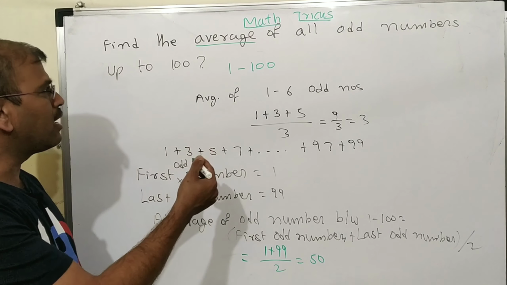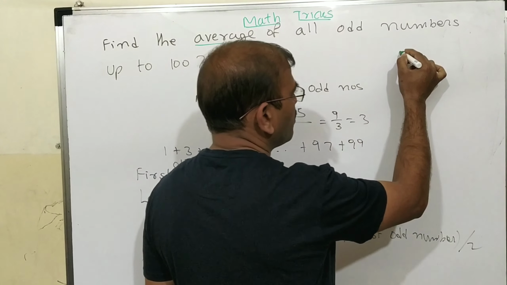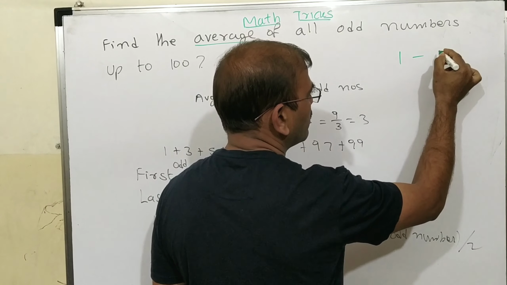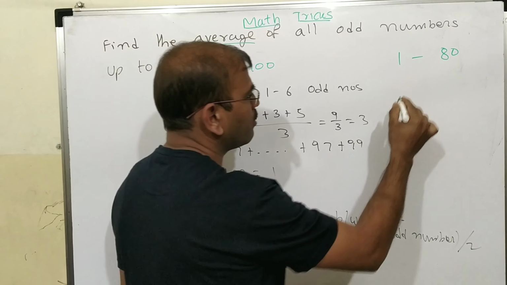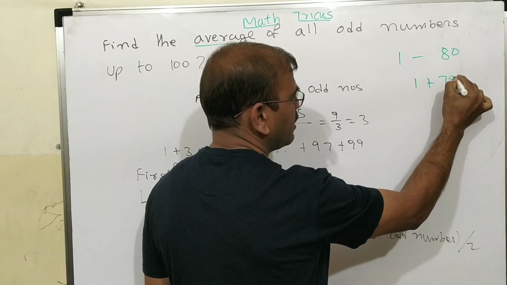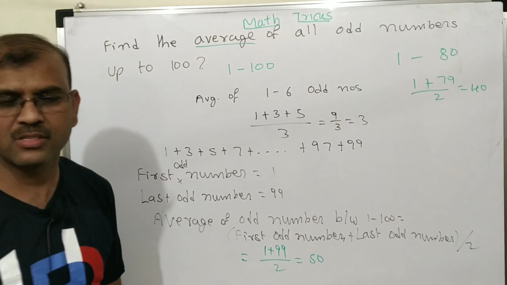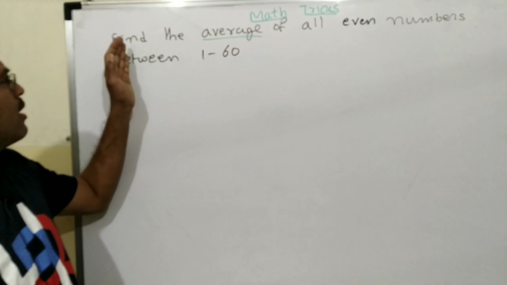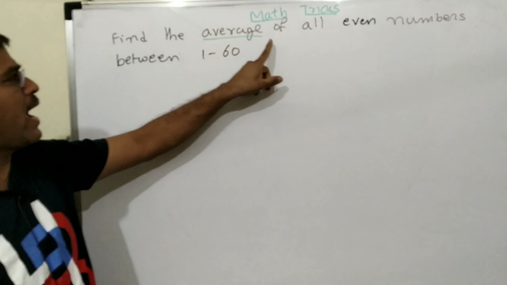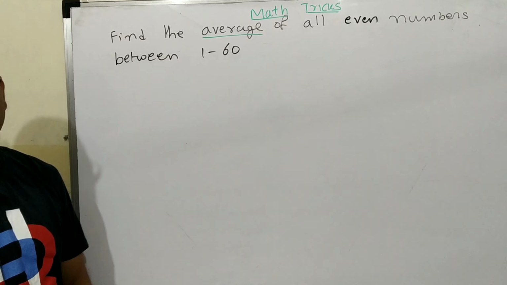Similarly, if they ask for the odd numbers between 1 to 80, then what are you going to write? 1 plus 79 divided by 2, which is equal to 40.